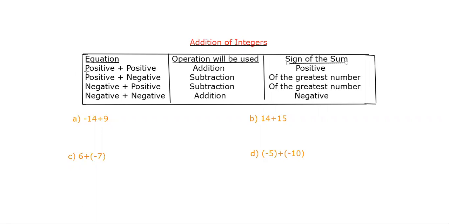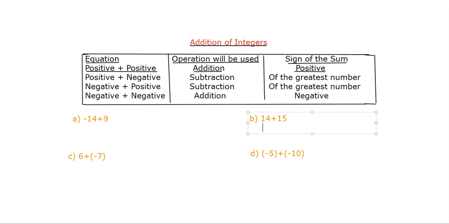Here, if we have a positive integer and a positive integer and we need to add them both, then we will be doing an addition. And the sign will be positive, meaning the number which will be the sum will be positive. So we have an example for it and we will solve it as we go on.